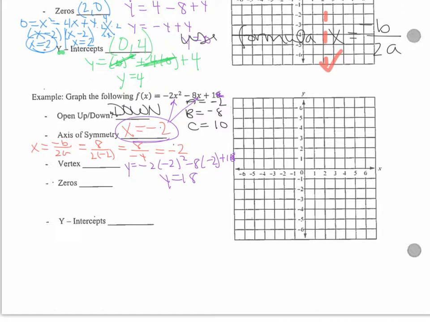It's not letting me erase this, so I'm just going to scratch it out. So let's try that again. Negative 2 parenthesis negative 2 squared minus 8 parenthesis negative 2 plus 1. I get y equals 9, which is a little bit better. So my vertex is always an ordered pair. My x value is negative 2. My y value is 9.